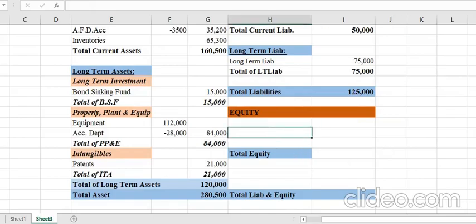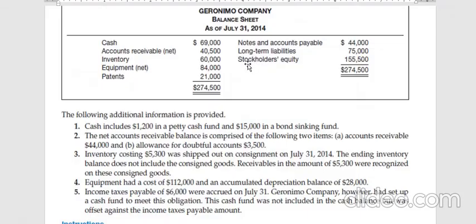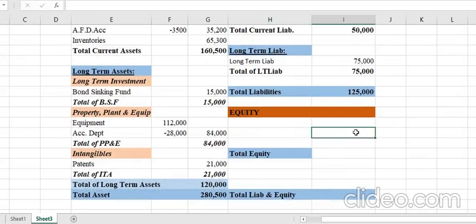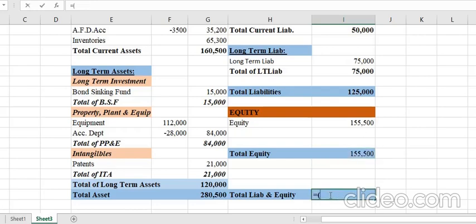Then let's go to the equity side. Do we have any information on equity? Yes, we had stockholders' equity 1,55,500 unchanged. This is my equity, or this will be my total of equity also. So we got a total of liability and a total of equity. Let's calculate the total of liability and equity, which means $1,25,000 plus $1,55,500. So we get a balance of 2,80,500, which is the same. So the balance sheet is balanced, and that's it.